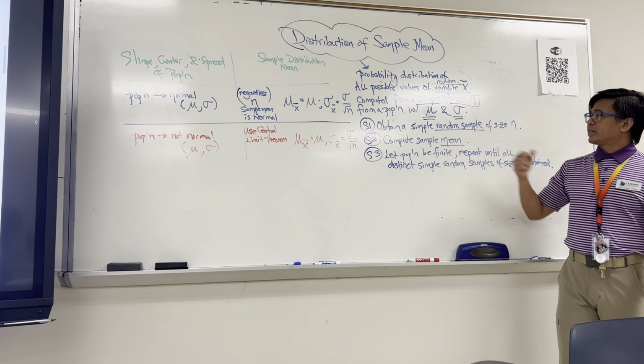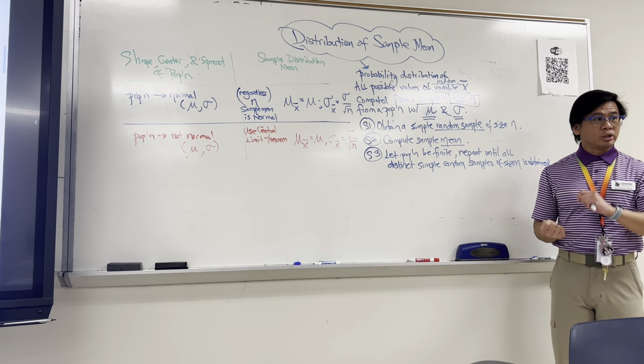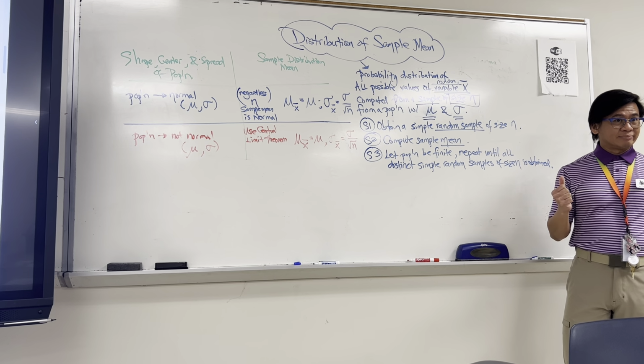Next, let the population be finite. When you say finite, that is countable. Let's say, what is the population of the United States? Well, we have our census to verify how many people are actually in the population of the United States. So that's finite, it's countable, right? It's not infinite. Repeat until all distinct simple random samples of size n are obtained. So you keep on repeating this, what we call random sampling simulation of size n.